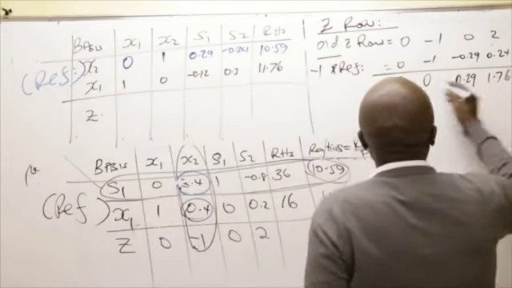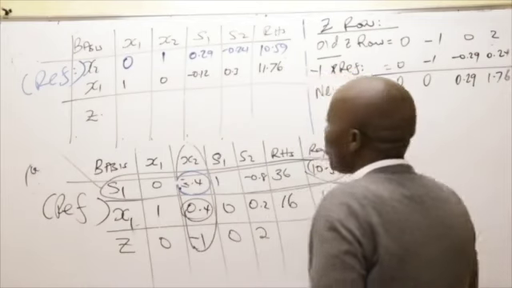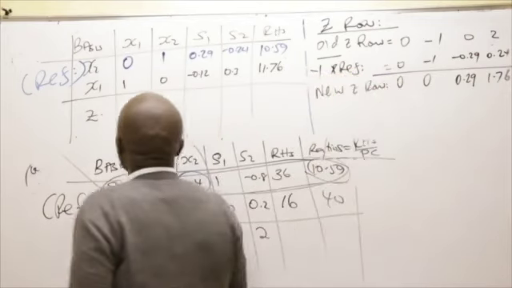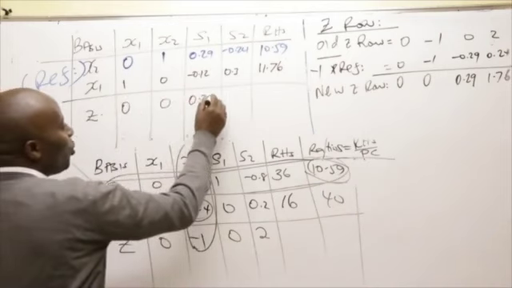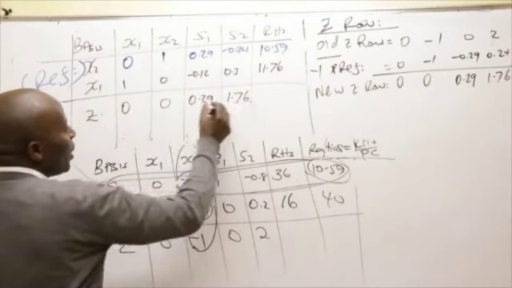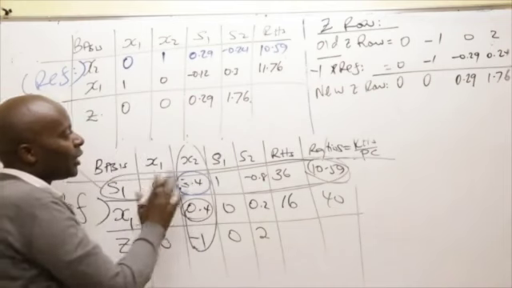So now this is my new Z row, and this new Z row is the one that we bring here. So we have 0, 0, 0.29, 1.76. And of course, you can't see any negative there, so no negative Z values.